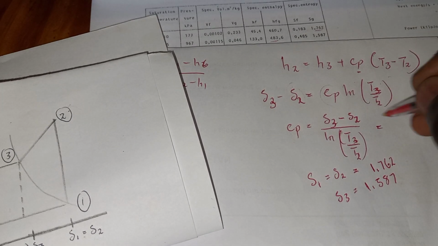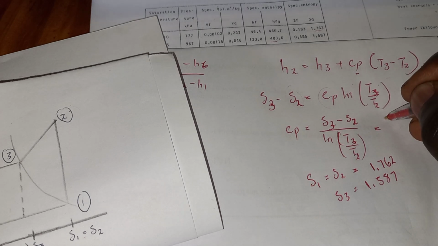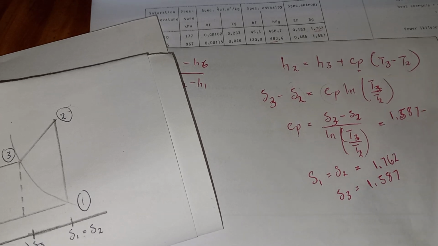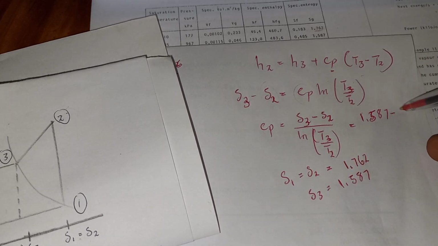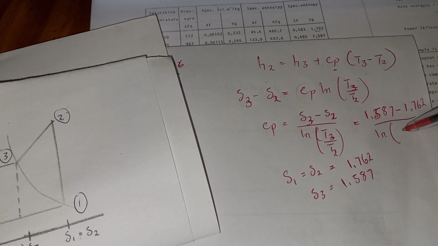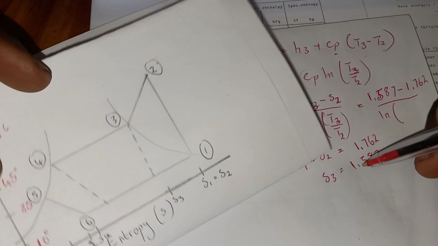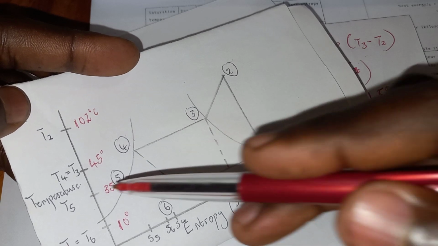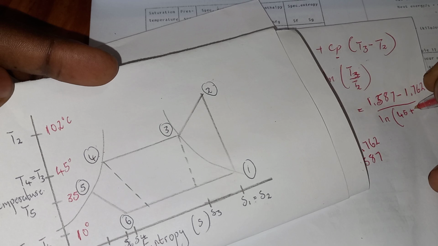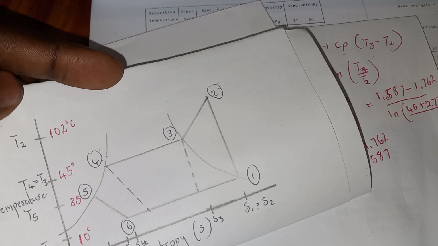So your CP will be substituted by these values, and then we said this is your 1.587 minus your 1.762, all over ln of your temperatures. So your temperature number 3 is 45. I'm looking here, your temperature number 3 is 45. But then this 45, we need to add what? We need to convert it into kelvins. Then it's going to be like this.